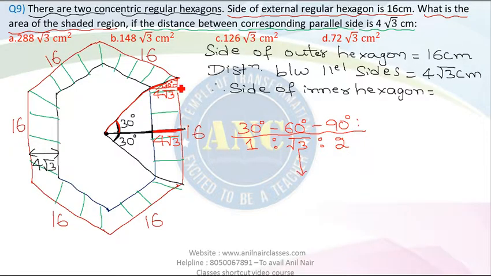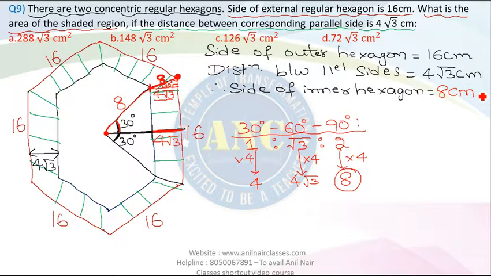But the question says opposite to 60 is not root 3, it is 4 root 3. So multiply this by 4, multiply 1 also by 4 and multiply 2 also by 4. That means, can I say that opposite to this 90 degrees, the side is 8 units, right? Total side from the center till this point is 16 units. Out of this, from here to here is 8. That means the side of the inner triangle, from the center till this point, should be the remaining 8 centimeters.